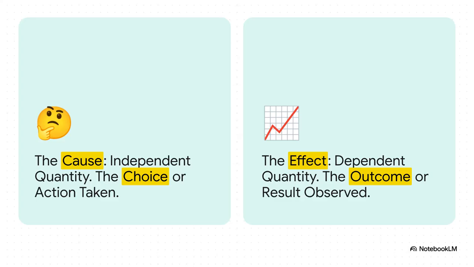Now, here's where the lesson gets really clever. It translates that math speak into something, well, a lot more human. The independent quantity becomes the choice, or the action taken. And the dependent quantity becomes the outcome, or the result observed. So the big takeaway is, your choices are the cause, and your results are the effect.